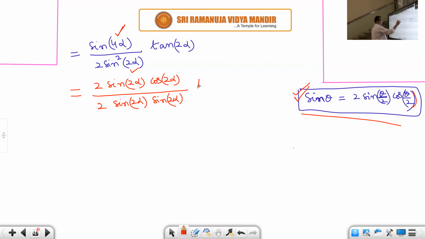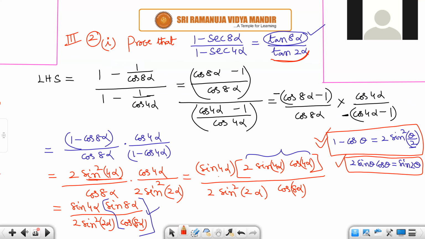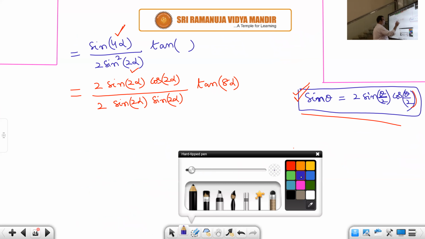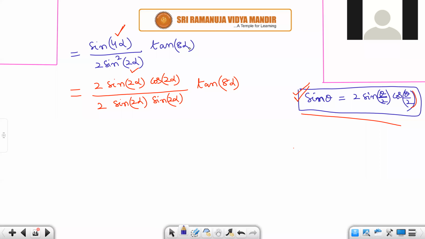Right. Next, tan 8 alpha will be waiting for the other part. Not tan 2 alpha, tan 8 alpha. Yes, sir. Right. Tan 8 alpha, sorry. So this is tan 8 alpha. I have written it wrongly. So tan 8 alpha. Okay, right. Now here 2 gets cancelled.